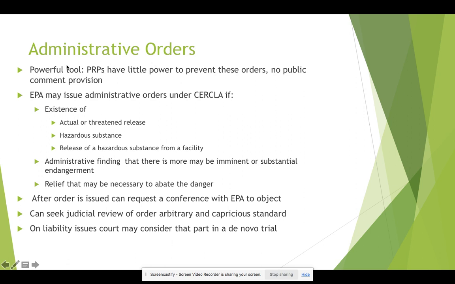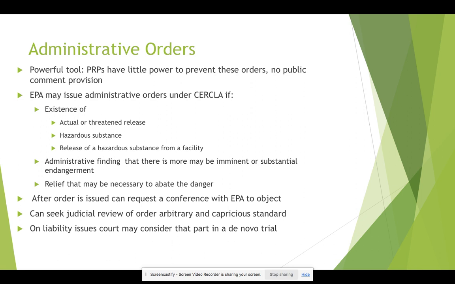There are also administrative orders. The EPA can just go in, and if they believe that there is either an actual release or a threatened release of a hazardous substance from a facility, and they have an administrative finding, so this is a finding on their own that there's imminent, so it's coming, and substantial endangerment, they just issue their own order that you have to abate this danger. So we're not even going to the court here. They have their own tool.